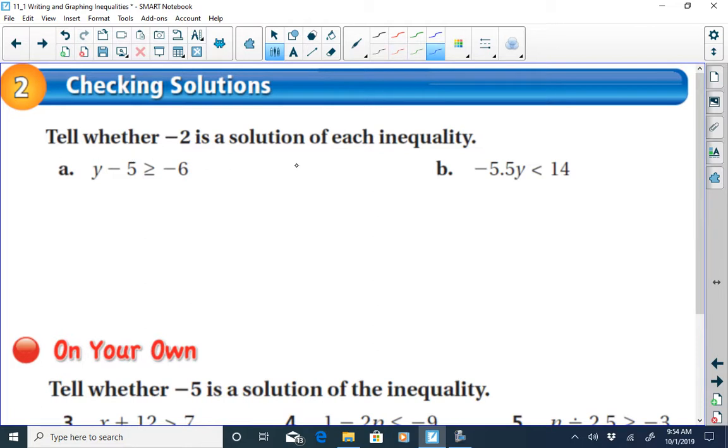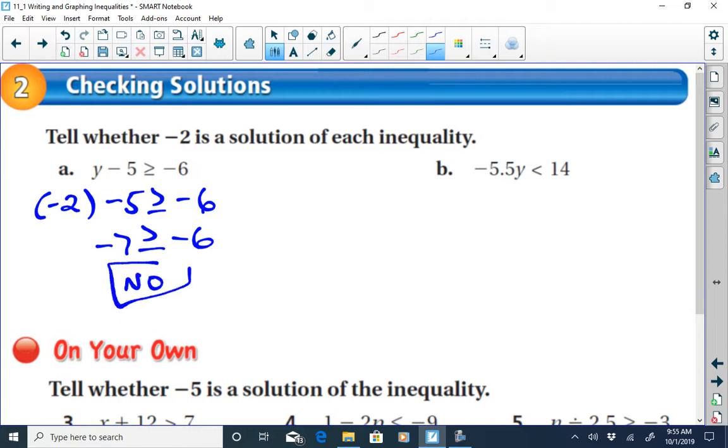Tell whether negative 2 is a solution of that inequality. Well, I have a number y, take away 5 is greater than or equal to negative 6. And we want to check to see, is negative 2 a solution? So is negative 2, take away 5, greater than or equal to negative 6? Well, negative 2 take away 5, when we add the opposite, that's negative 7. Is negative 7 greater than or equal to negative 6? The answer to that is no. Negative 7 is not greater than or equal to negative 6.